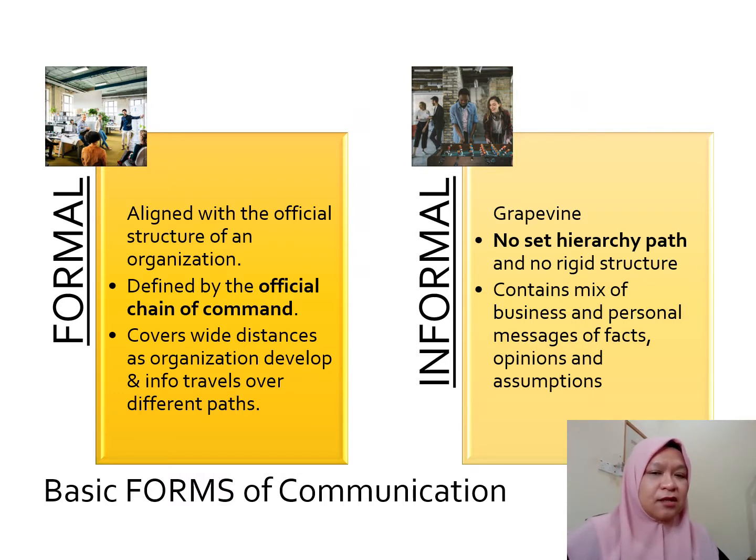What about formal and informal? What do we mean by formal and informal? Formal is aligned with the official structure of an organization, defined by the official chain of command. Inside the organization we have the hierarchy, the organizational structure. So when we say formal, we follow the chain of command, the organizational structure inside the organization. It covers wide distance as the organization develops and information travels over different paths.